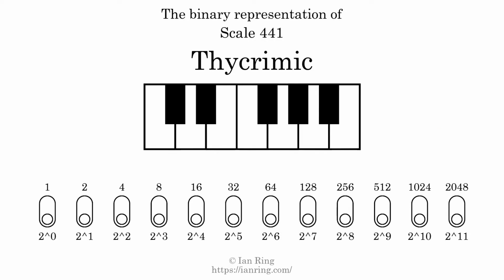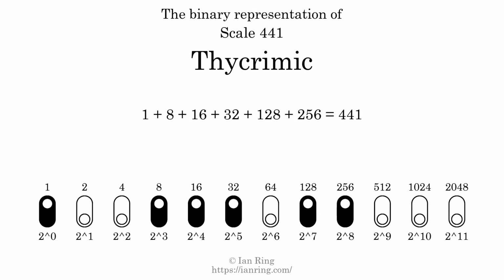The binary representation of this scale is determined by mapping tones of the scale to binary digits. Each binary digit represents a power of 2. To get the scale number, we add the powers of 2 together. The powers of 2 that are present in the scale, all added together, equals 441. That is why the scale number, in decimal, is 441.